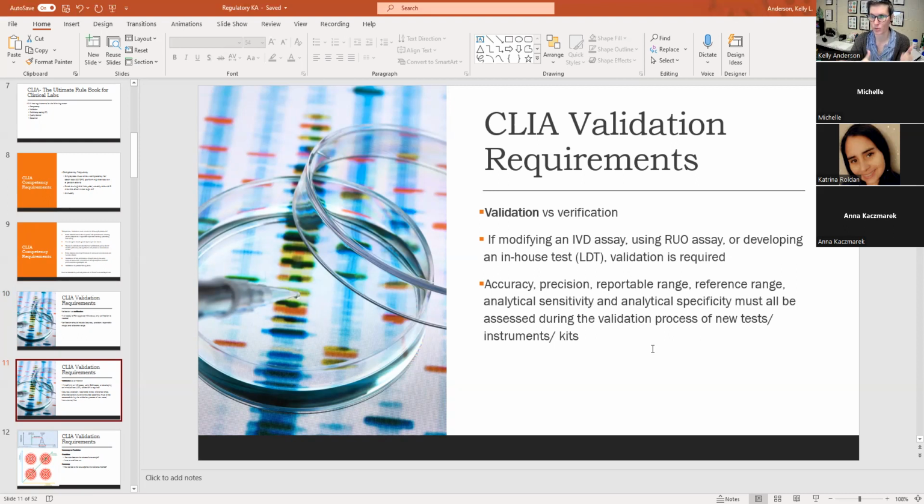So IVD tests have protocols that come with them. And if you change anything about that protocol, basically it's not an IVD test anymore, because that's not how the company tested it. You've made it an RUO test, and RUO stands for research use only. And LDT stands for lab developed test. So if you're performing a validation, you have to do accuracy, precision, reportable range, reference range, which are all the same things you have to do for verification, but you also have to do analytical sensitivity and analytical specificity. And we'll go into those just a little bit.